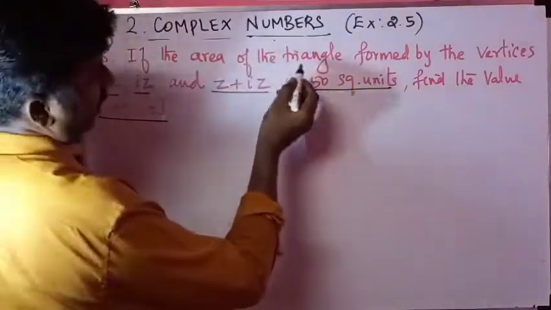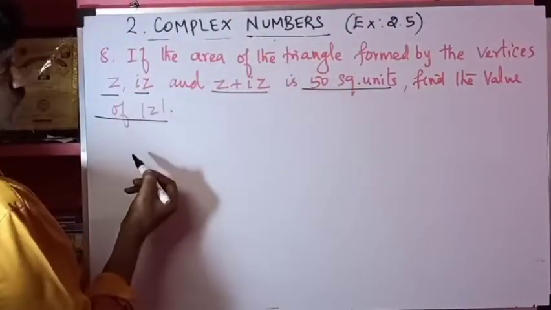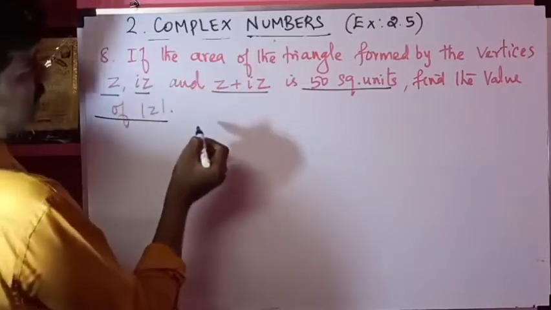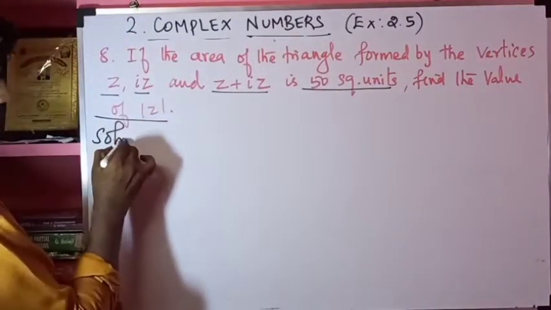The area of a triangle 10th standard ல படிச்சிருக்கோம். இங்க vertices வந்து complex number formatல கொடுத்திருக்கு. z, iz, z plus iz. Now these are the vertices. The solution கவனமா கவனிங்க.